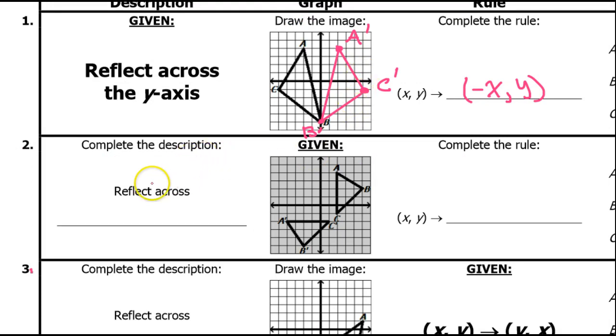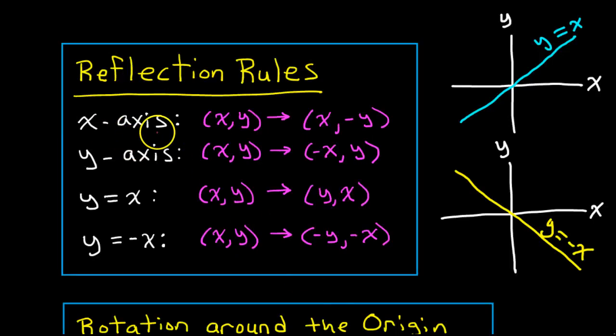Moving on to problem number 2. This time we are not given the description. We have to find that for ourselves. We're given the picture. So first we have to decide, is this a reflection over the x-axis, y-axis, y equals x or y equals negative x.